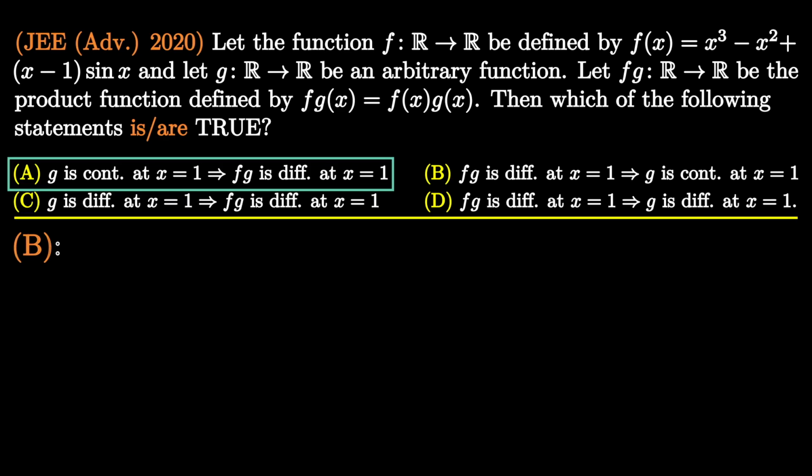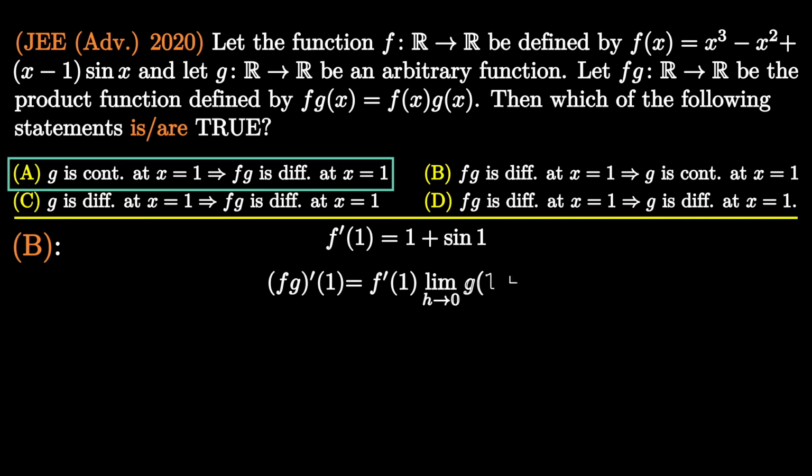Equivalently, if somehow we succeed in weakening the if part of option A while keeping the then part intact, then it would show option B wrong. Or we can put it in this way. If we succeed in finding some function g which is discontinuous at x is equal to 1, but f into g is differentiable, then it would show option B wrong.